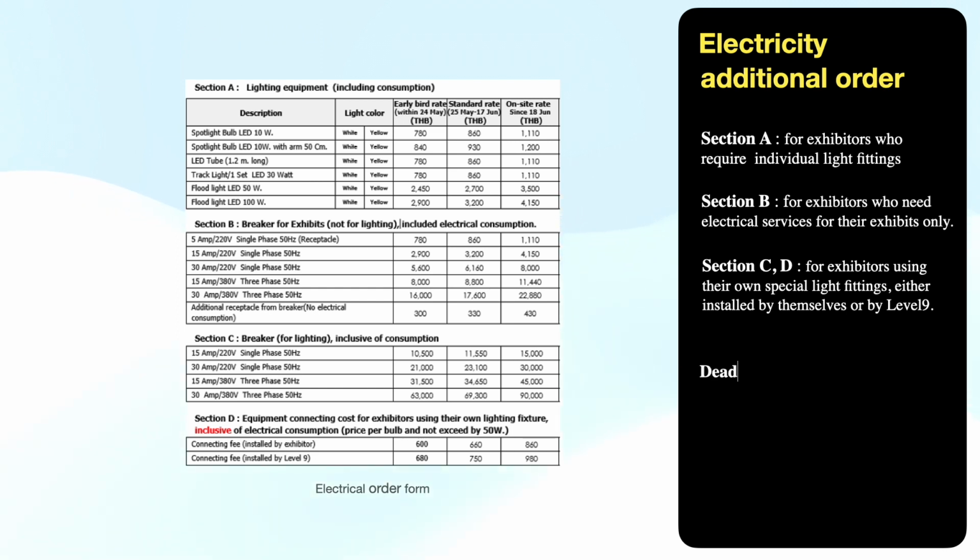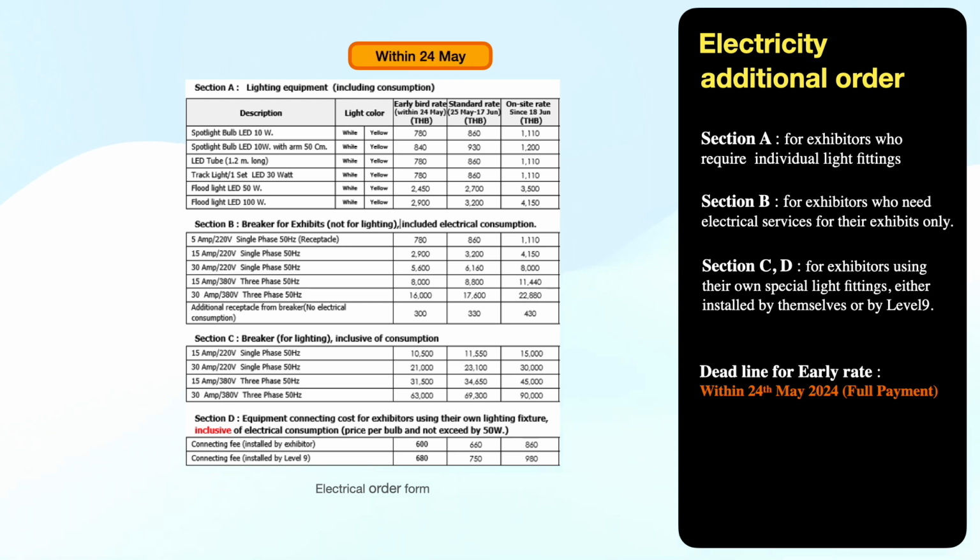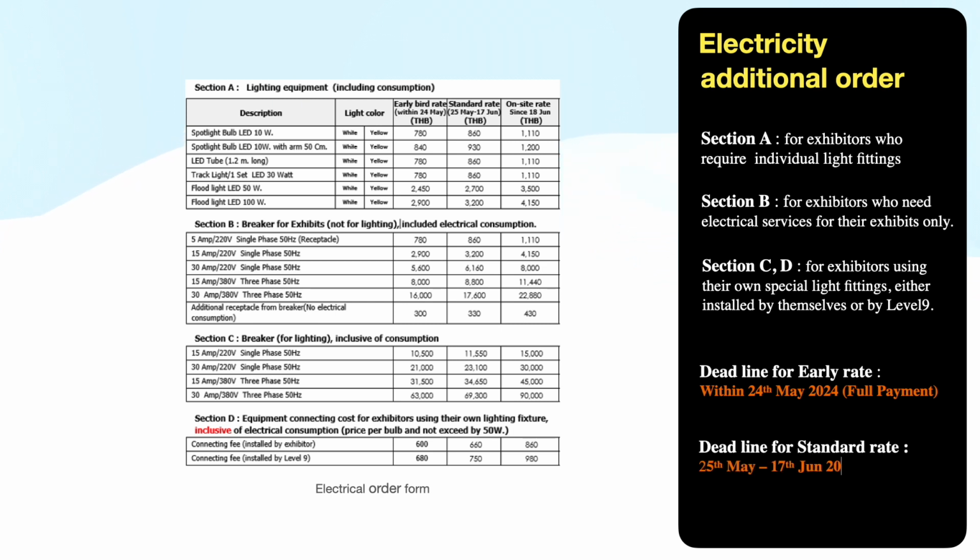As for the reserving deadline, it has been set on May 24th. If the reserving is made and payment is received by May 24th, the exhibitor will be eligible for the early bird rate, which is the lowest rate. However, if the reserving is made with payment during the period from May 25th to June 17, the service price will shift to the rate in the second column, which is the standard rate. And if the reserving is made from June 18 onward, the price will be adjusted to the on-site rate, which is the highest price.